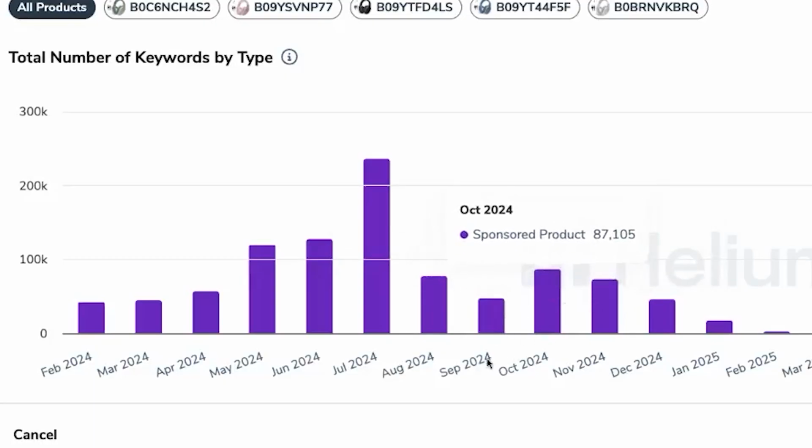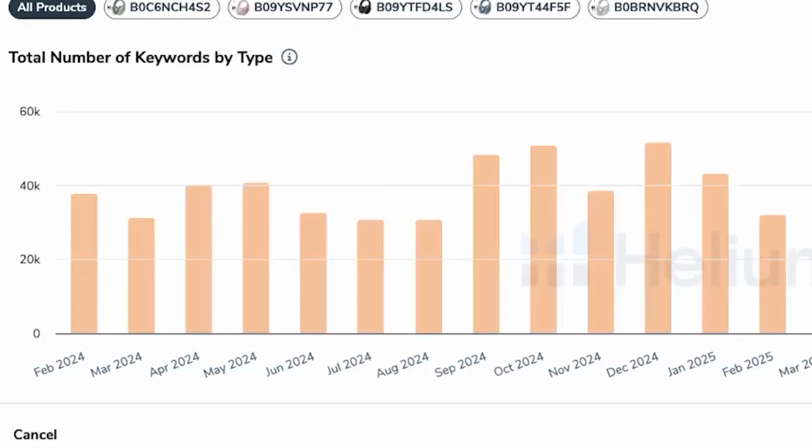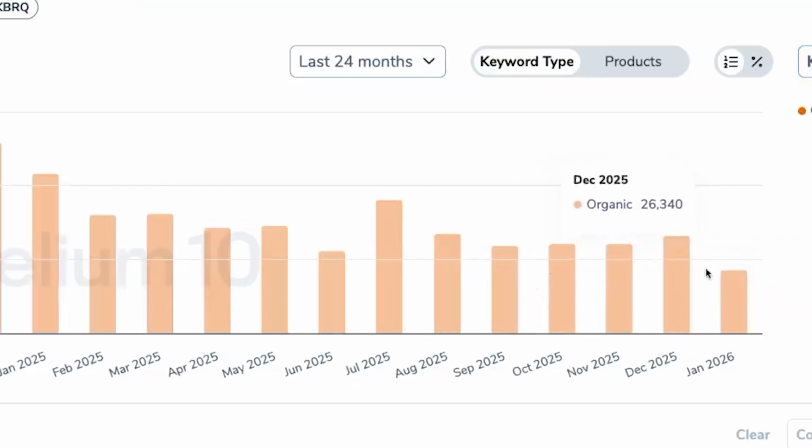They were sponsoring like crazy. They were spending so much on ads and covering so many different keywords. And then one day they just said, you know what, we're going to stop spending and see what happens. And that's exactly what happened. Maybe it didn't happen overnight, but you could just see it started to go down.